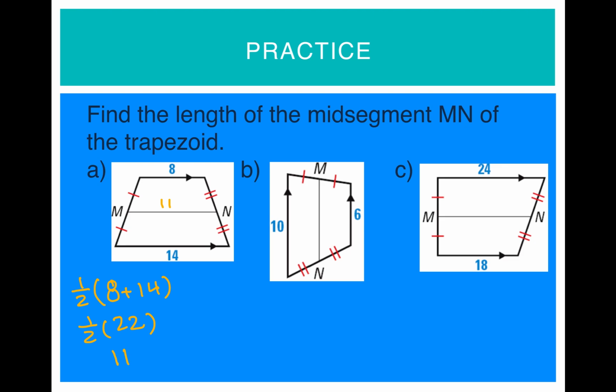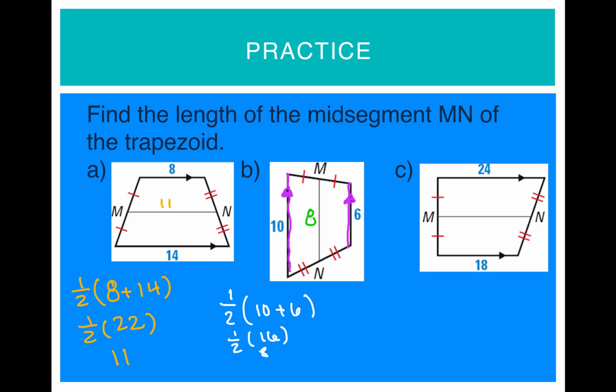Okay, let's look at these two. This time they tilted the trapezoid on us, so our two bases are right here. We know they're the two bases because they're marked with little arrows showing us that they are parallel. So one base is 10, the other base is 6. The length of that midsegment is going to be 1/2 times the sum of both of the bases, so 10 plus 6. 10 plus 6 is 16. 1/2 times 16 is 8. So this length right here is 8.